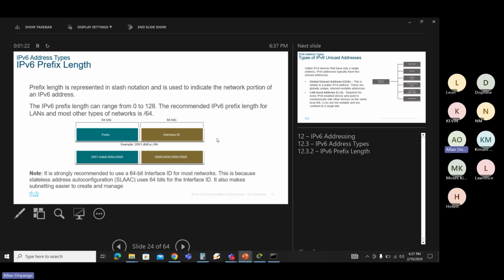In IP version 4, we say subnet mask: 255.255.255 dot something, isn't it? In IPv6, we call it a prefix length. Like last week I showed you slash 24, slash 25, slash 26, slash 30, slash 27. You saw those, isn't it? Which is called the slash notation. In IPv6, they use the slash notation. And the most common slash that is used is only slash 64. Slash 64. And that is the recommended IPv6 prefix length for our LANs.